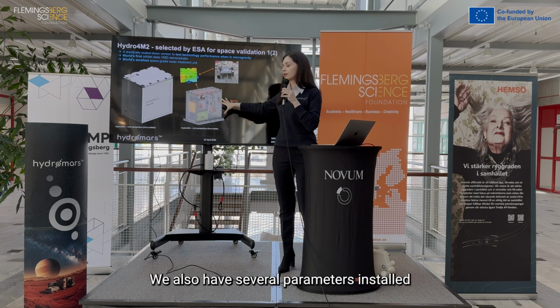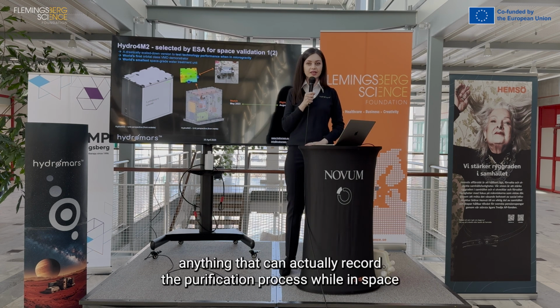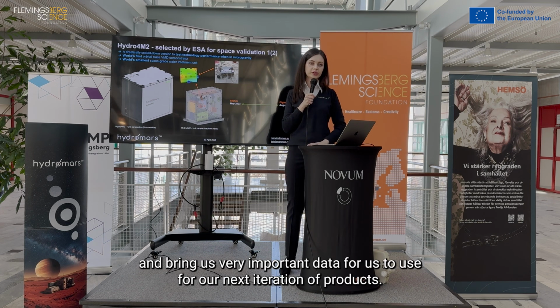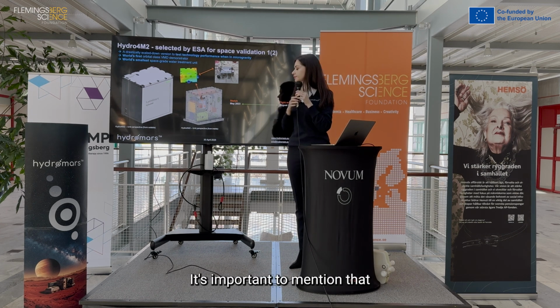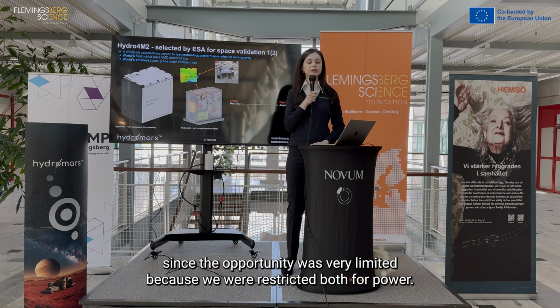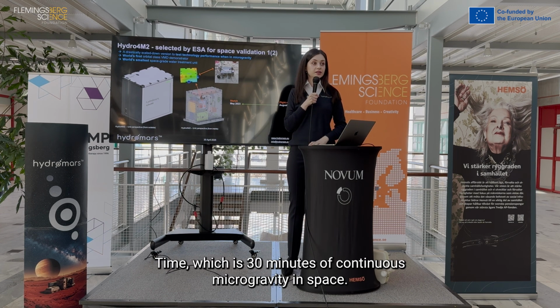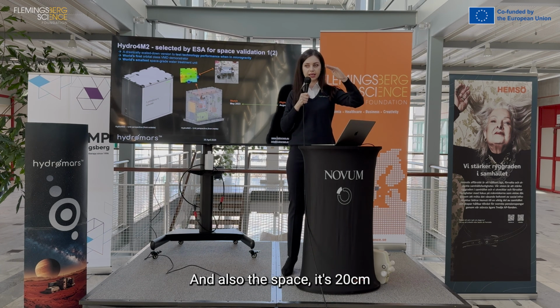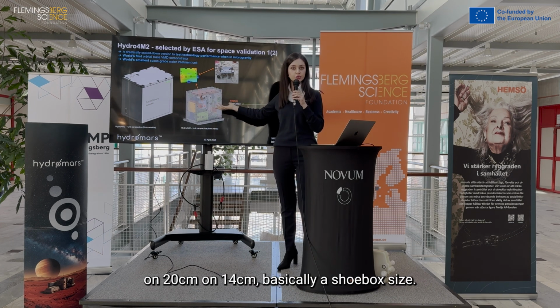And now, what we do basically in this unit, we test our core process. We also have several parameters installed, like cameras, flow sensors, anything that can actually record the purification process while in space and bring us very important data for our next iteration of products. It's important to mention that the opportunity was very limited because we were restricted both for power, less than 20 watts, for the time, which is 30 minutes of continuous microgravity in space, and also for space: 20 centimeters by 20 centimeters by 14 centimeters, basically a shoebox size.